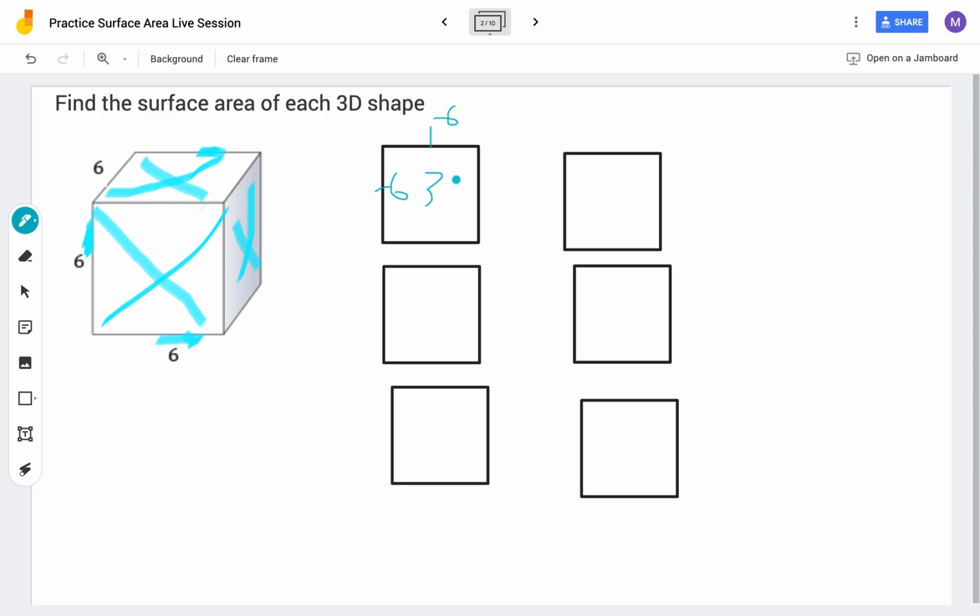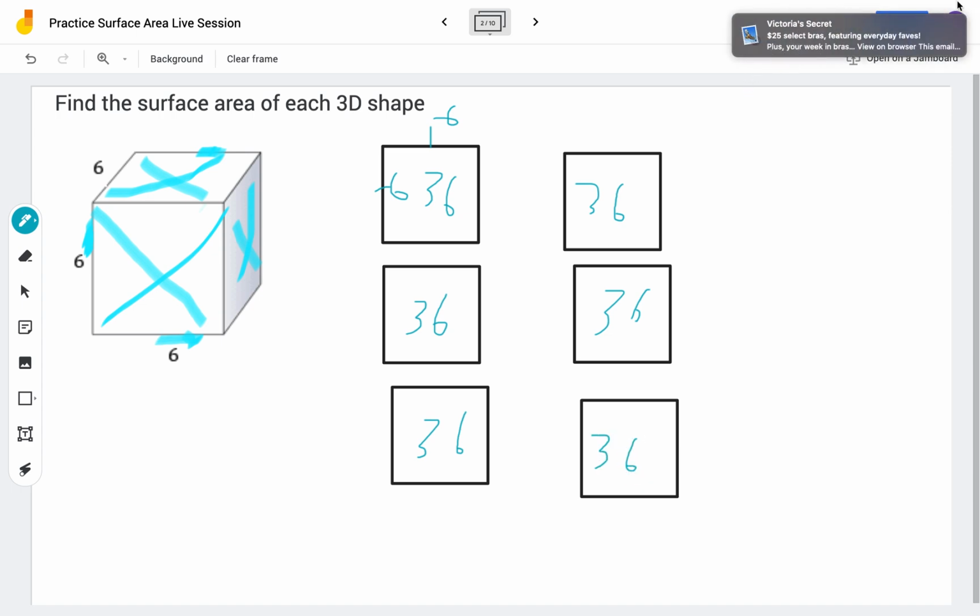So we know we have 36. Each of these is going to be the same because they're all equal because it's a cube. The only time you can do it like this is when it's a cube. Now you could add these up individually or with a cube. And again, this is the only time you can do this.